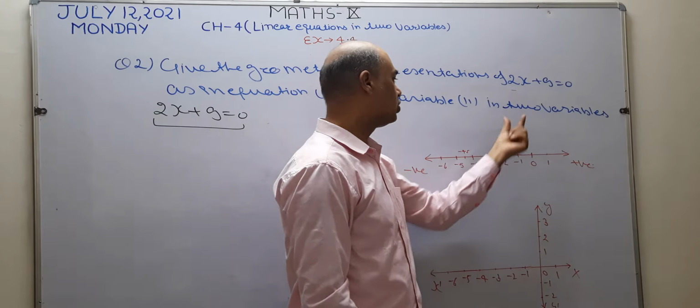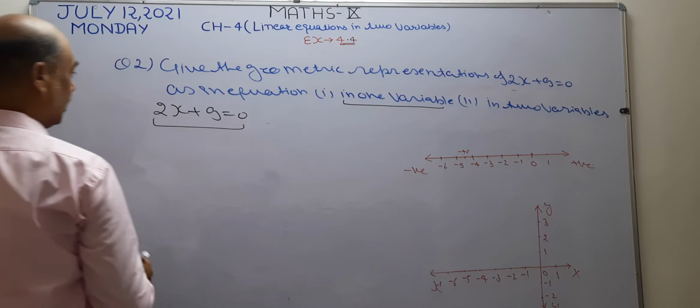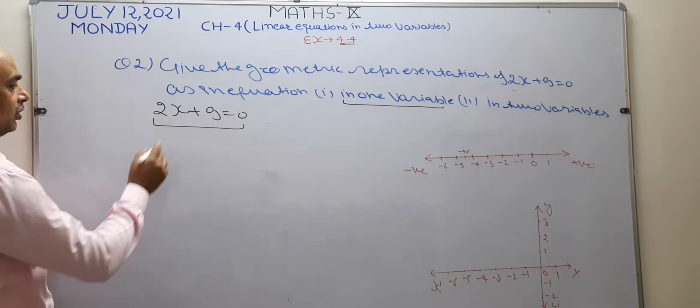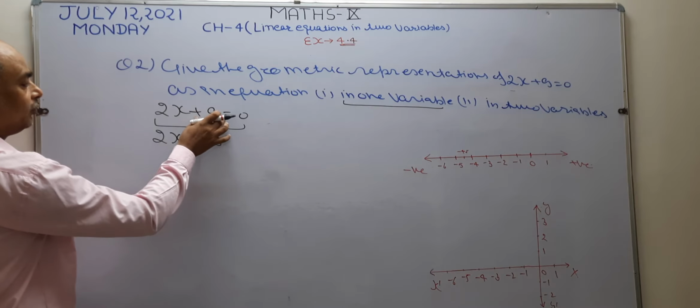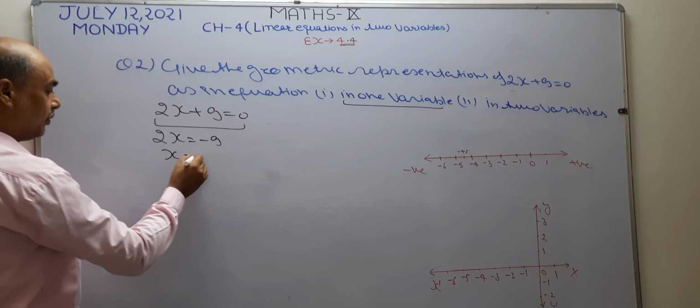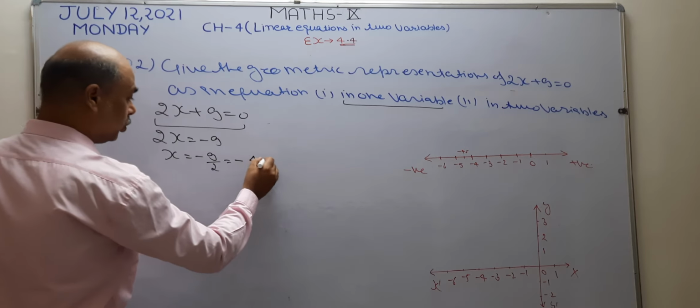Now I want to represent this equation on the number line. I want to solve its first part. For the first part, I want to find the value of x. So see, 2x is equal to minus 9. I take this positive 9 from left to right, so it changes the sign. So the value of x becomes minus 9 by 2. Minus 9 by 2 can be written as minus 4.5.